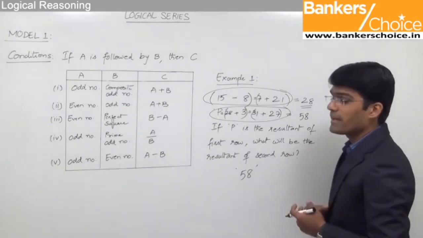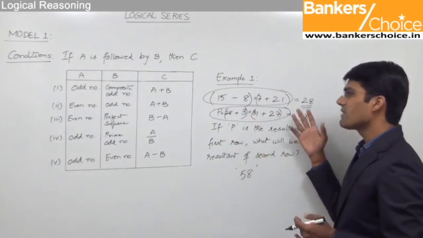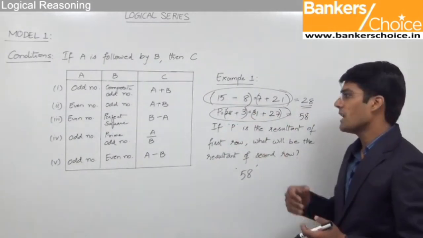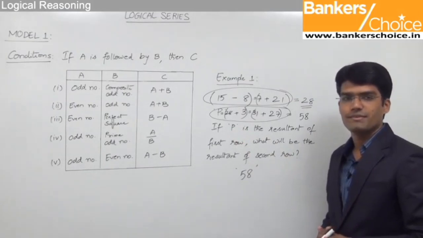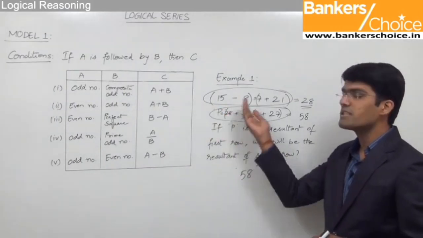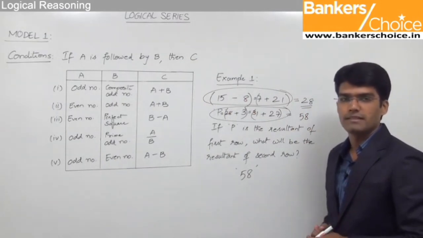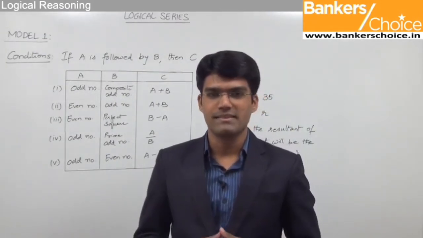So that's how we obtain the answer for these questions based on the logic given. A series of numbers is given in two rows and we are supposed to find out the resultant of the second row by following the given conditions. The only condition to be remembered here is that the operations should always be performed from left to right. Let us now take the second example based on the model that we have just discussed.